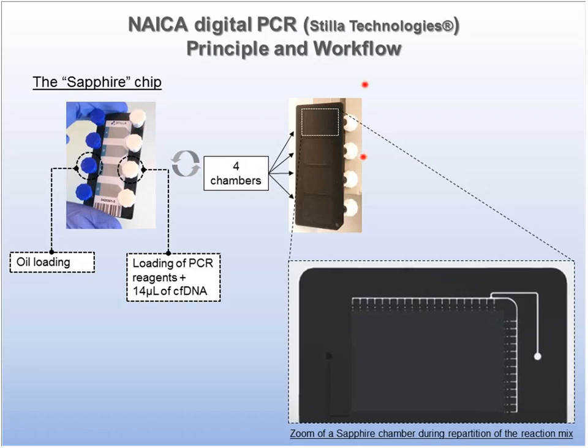And here you have an illustration of the underside of this chip. So we can analyze 4 samples per chip. And here is an enlargement of a chamber where you see the microfluidic channels for the distribution of the mixture. And it is possible to read fluorescence in 3 different fluorescence channels.